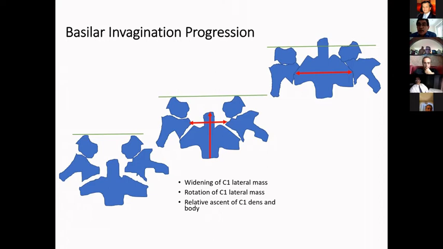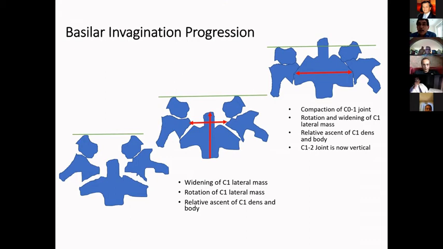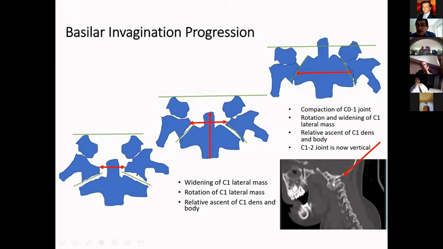And the dens will now be lying either just below the foramen magnum or through it. This is a picture that shows you the situation, a sagittal view. You can see this is the lateral mass of C1, but actually the lateral mass of C2, which should have been down here, is lying behind and above. And Professor Goel showed a lot of these images today. I could clearly see what was going on there.